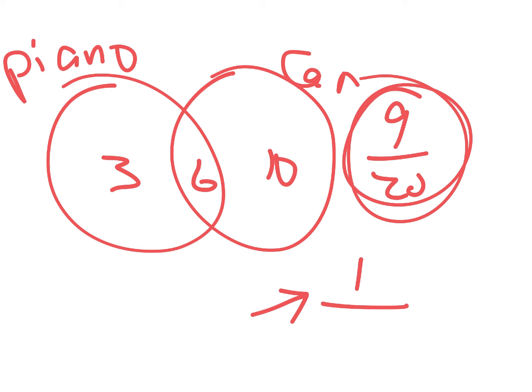Do you get how I got that? A lot of people will say 3. If I'd have said, what's the probability the person only has a piano, then it would have been 3 out of 20. Okay? Make sense?